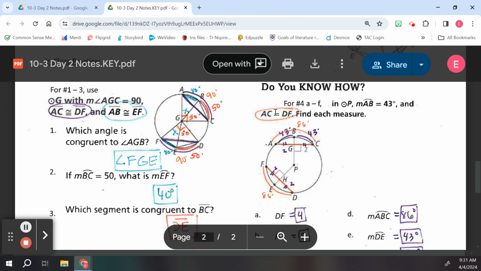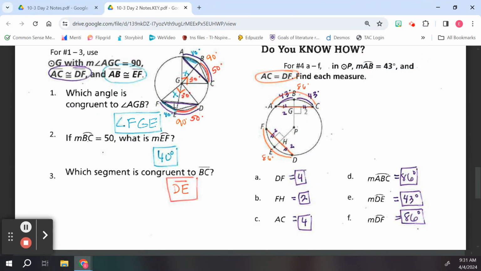All right, so here's one. If you look, they're telling you that angle AGC is a central angle and it's 90 degrees. But they're also telling you that AC is congruent to DF, and that AB is congruent to EF. So which angle is congruent to AGB? In this case, again, FGE. If arc BC is 50, that has to make arc EF 40 because you have to split the 90.